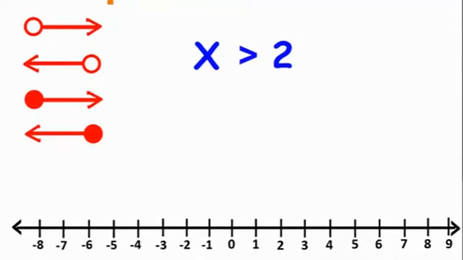If I said x is greater than 2, well, I would use this sign. Notice the circle or the starting point is empty because it doesn't include that. If I say x is greater than 2, it can be 3, 4, 5, 6, but it can't be 2.